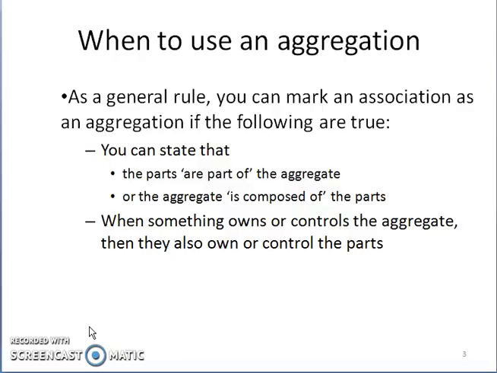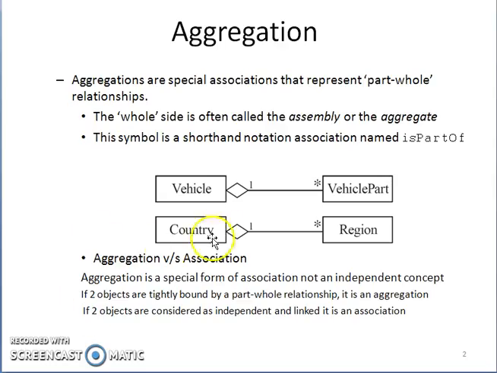When to use an aggregation? For example, if we go back to the slide, we have vehicle as a class and vehicle parts. These vehicle parts are part of vehicle. So vehicle is composed of these parts, then this becomes aggregation. Then again, if you consider country and regions, regions are part of country.